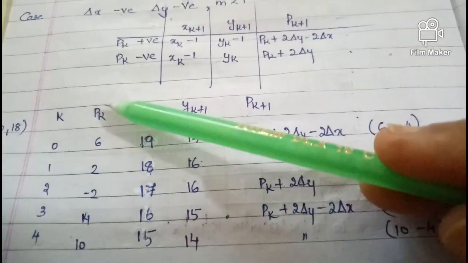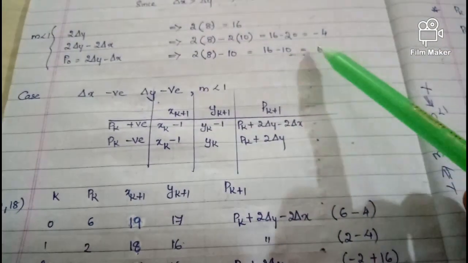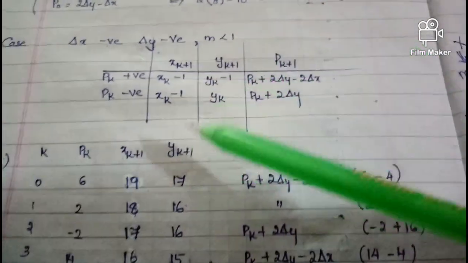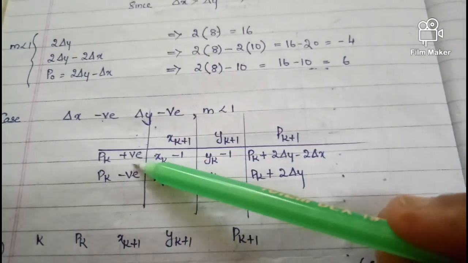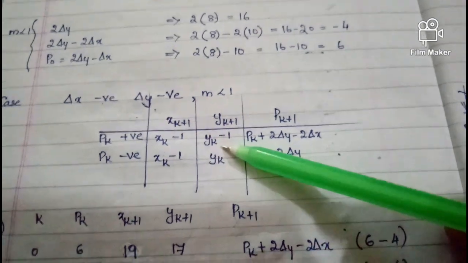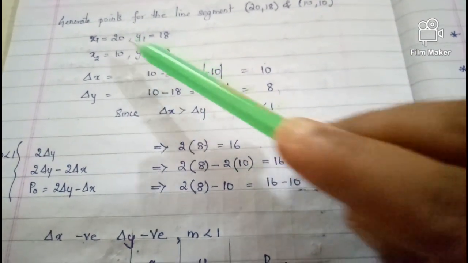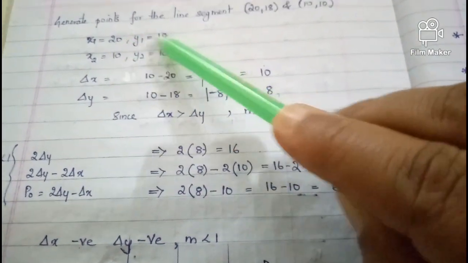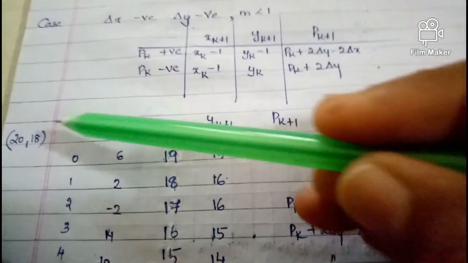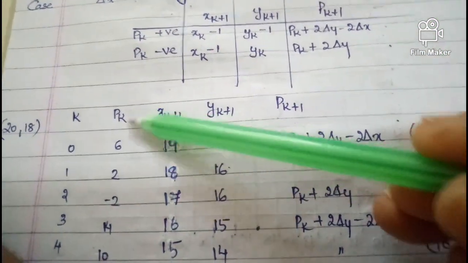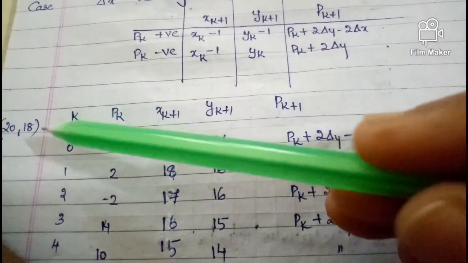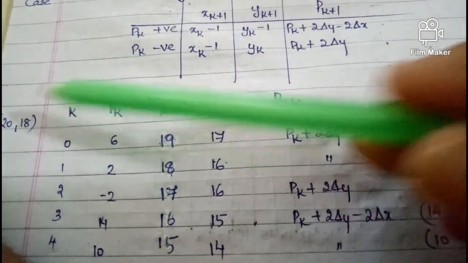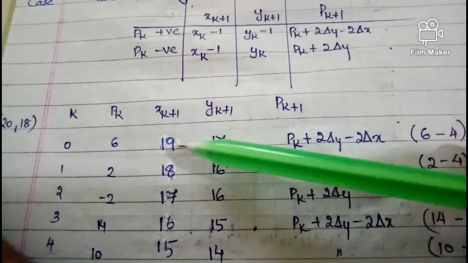K starts from 0. Pk means P0. Value of P0 is 6. So 6 is written. Since pk is positive, what should we do? When pk is positive, both of them should decrement. So this was the starting point, 20, 18. From this starting point, since pk is positive, x and y both should decrement. So from 20, x decrements to 19, and from 18, y decrements to 17. So both of them decremented.